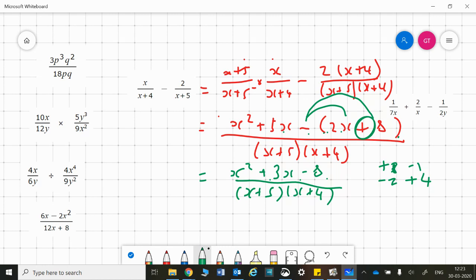Okay, guys, thanks for listening to that one. That is the final answer there. You can leave the bottom of this fraction factorized, or you can multiply it out. Both are equally valid in terms of answers.